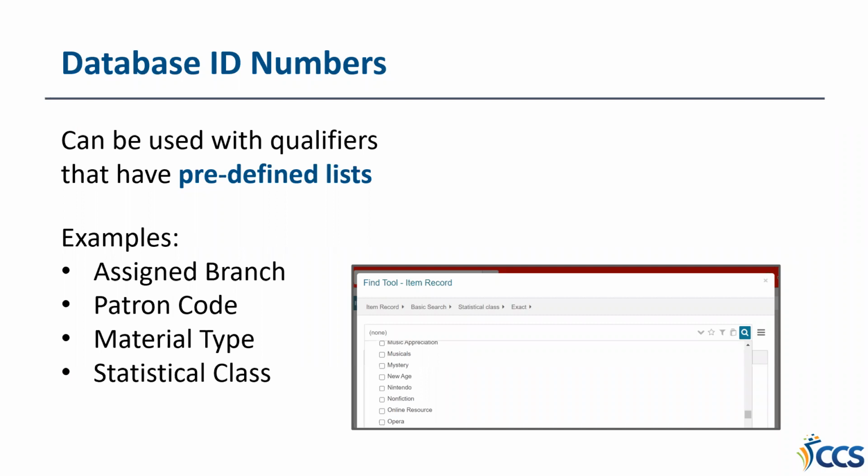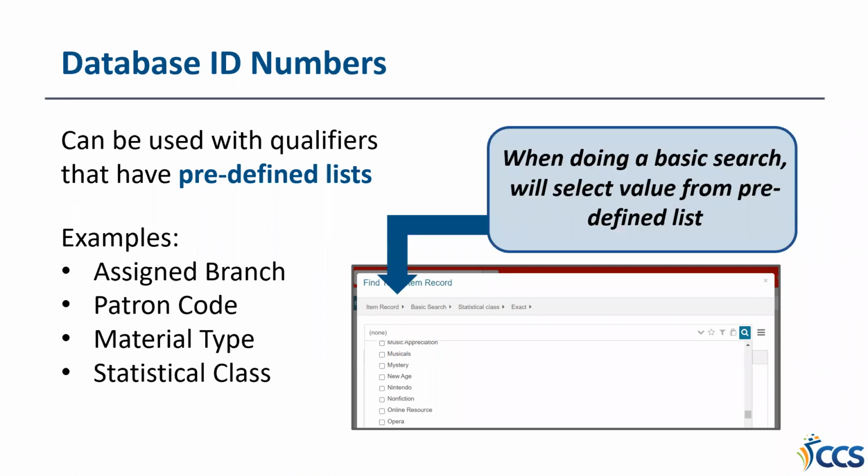Then another element that we're going to see in Power Searches is database ID numbers. You don't see these numbers when you're doing a basic search, but everyone has already worked with them. You're likely familiar that when you're setting up a search in the Find tool, there are certain qualifiers that have predefined lists. These are things like assigned branch, lists of patron codes, or lists of item material types. And in a basic search, when you use one of these qualifiers, you're then selecting what value you want to search for from that list.